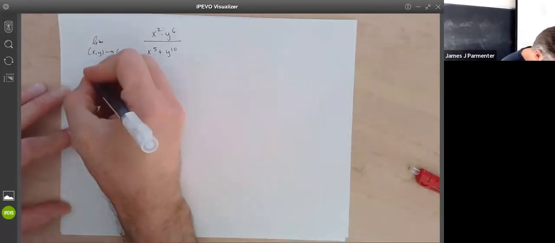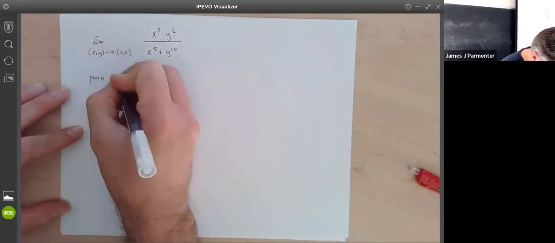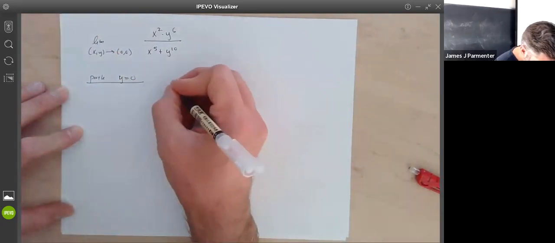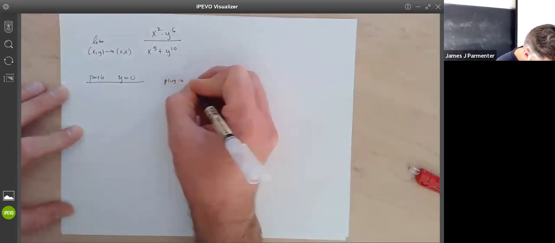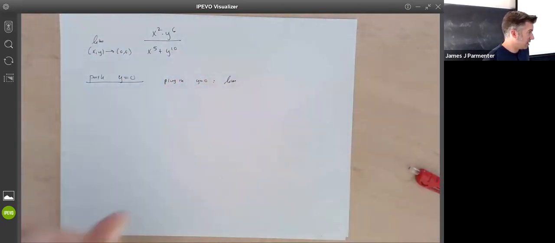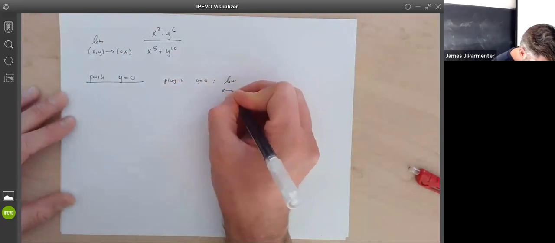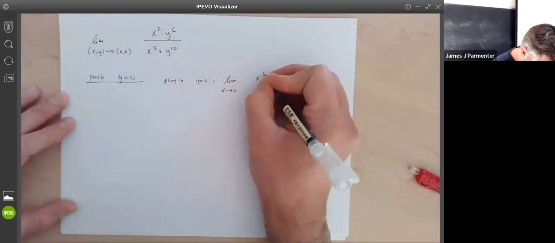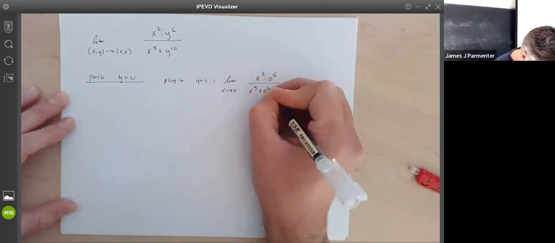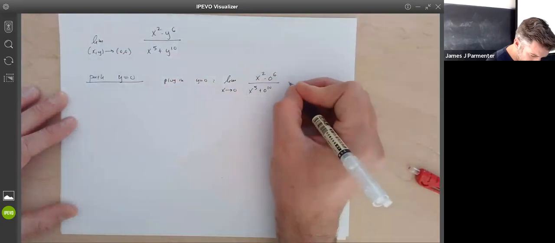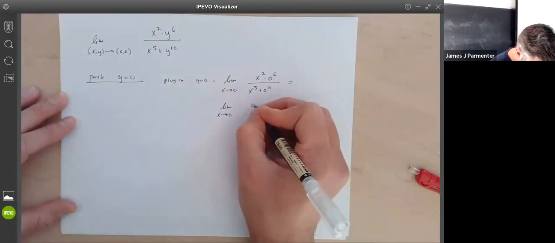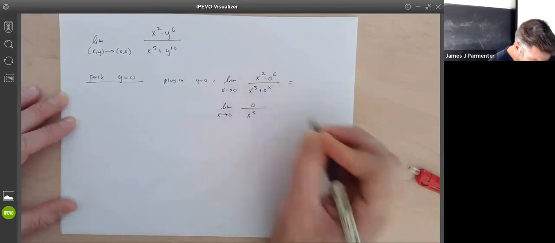So if I choose the path y equal to 0, then when I plug in y equals 0, my limit becomes the limit, well, y is already 0, so I don't need to write the y part. It's going to be the limit as x goes to 0 of x squared times 0 to the 6th over x to the 5th plus 0 to the 10th. Or simplified, it's the limit as x goes to 0 of 0 over x to the 5th.